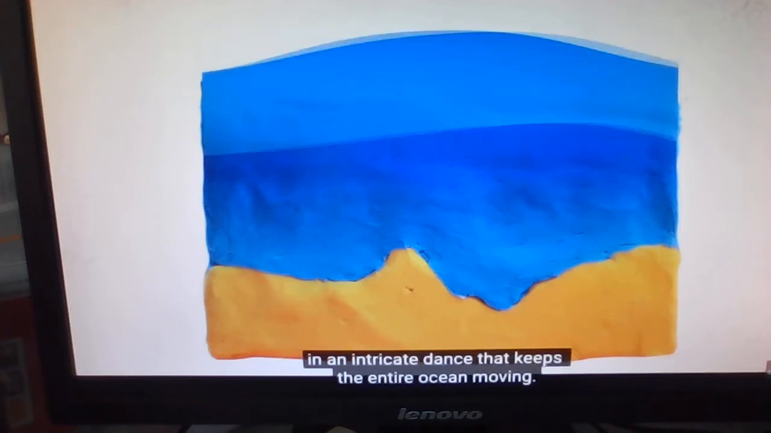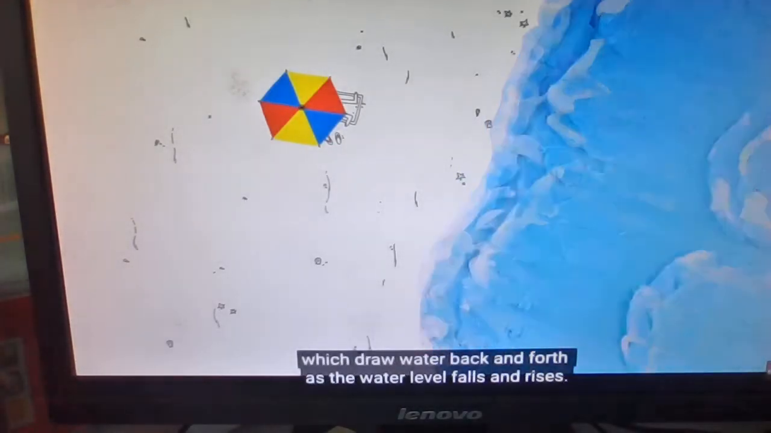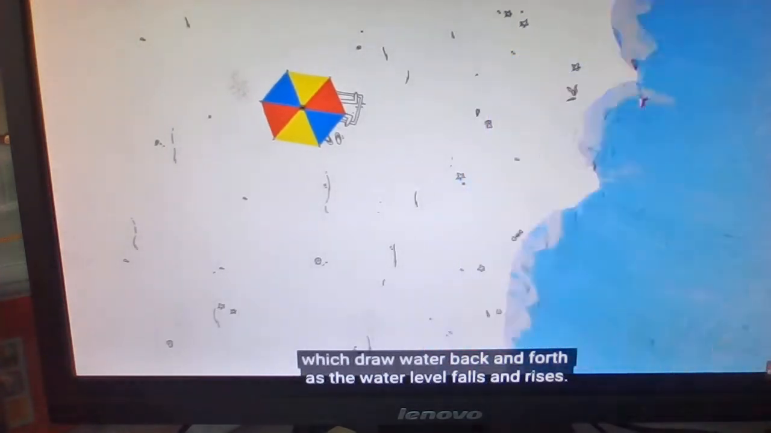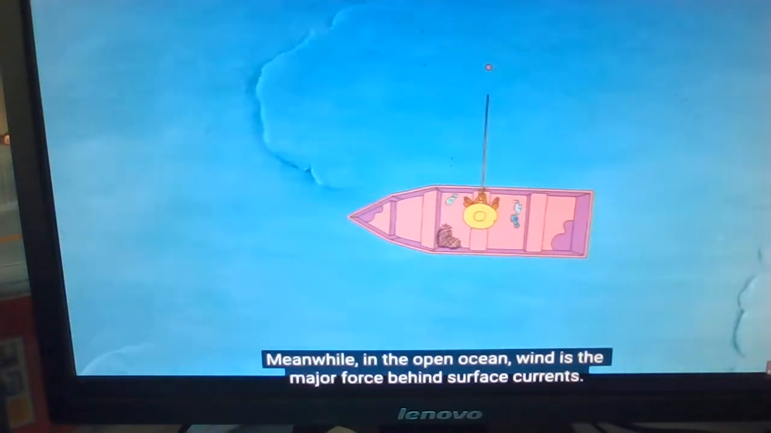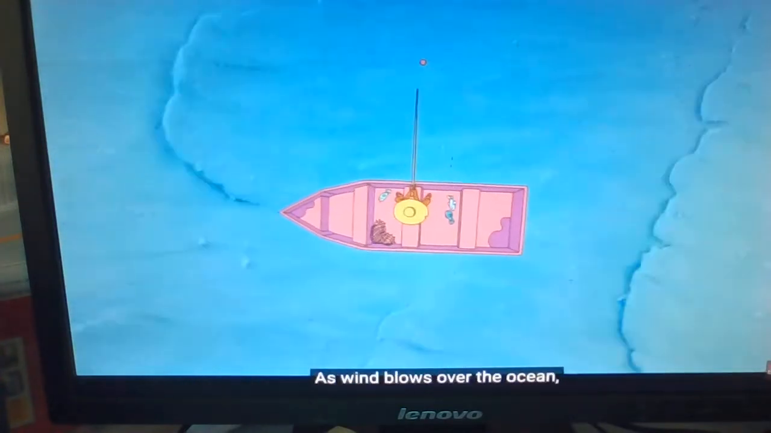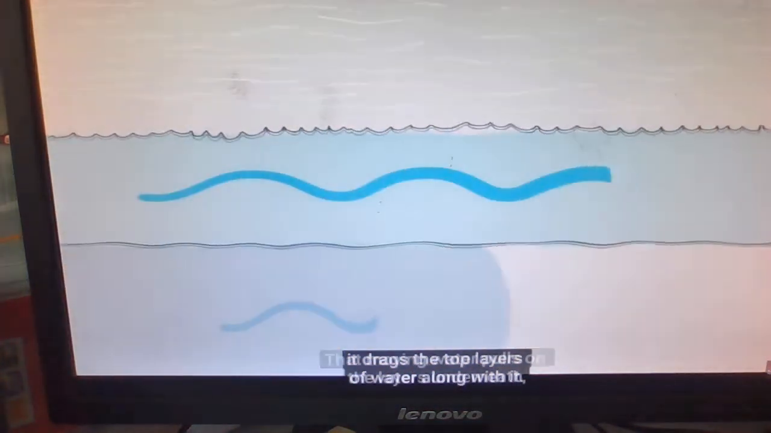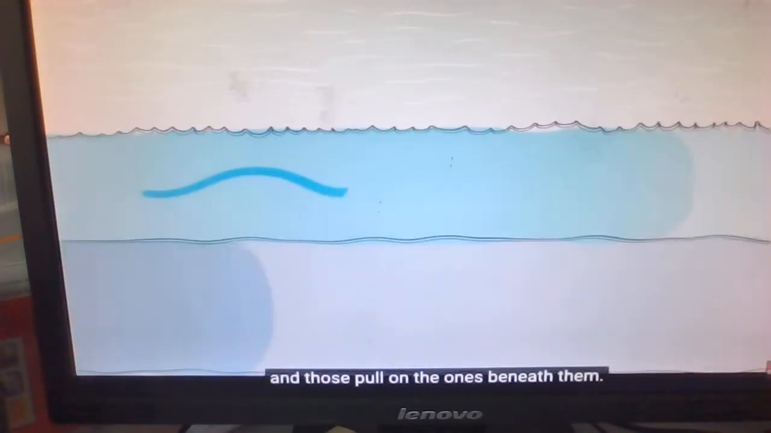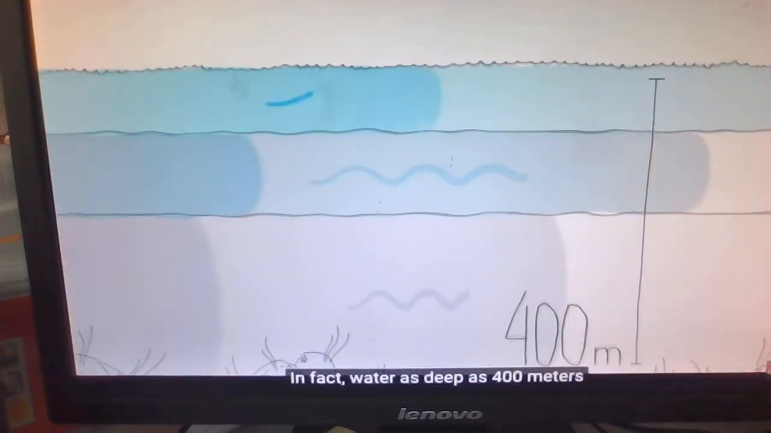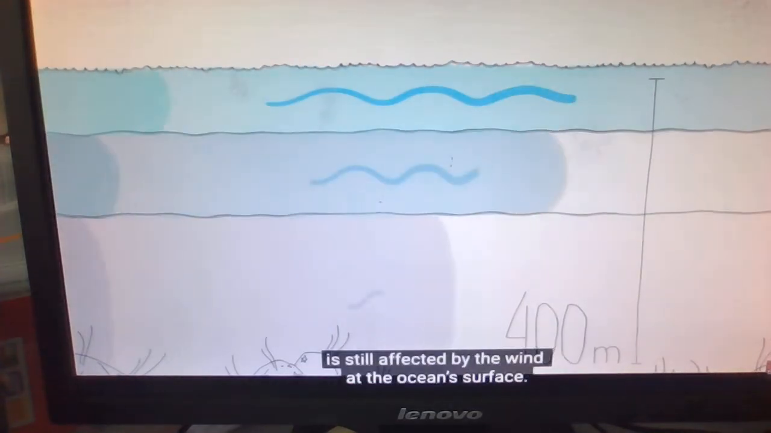Near the shore, surface currents are driven by both the wind and tides, which draw water back and forth as the water level falls and rises. Meanwhile, in the open ocean, wind is the major force behind surface currents. As wind blows over the ocean, it drags the top layers of water along with it. That moving water pulls on the layers underneath, and those pull on the ones beneath them. In fact, water as deep as 400 meters is still affected by the wind at the ocean surface.